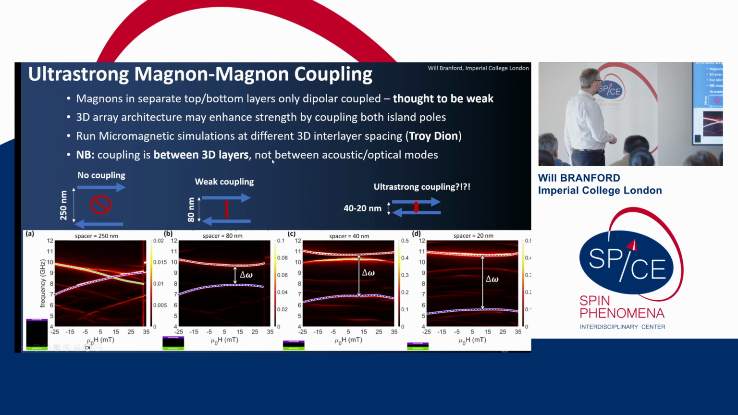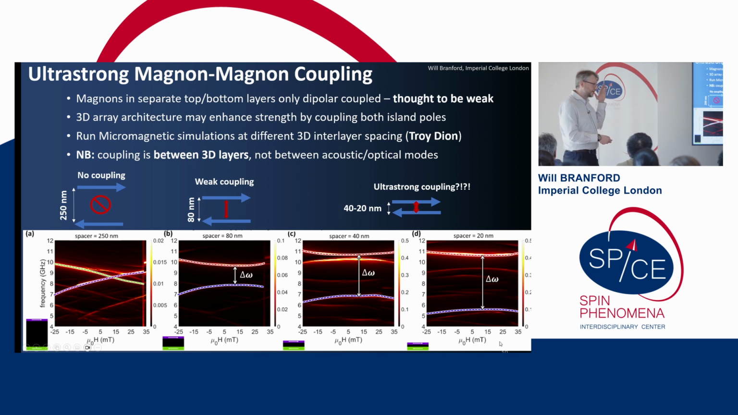Over here on the left-hand side, we have a spacing of 250 nanometers, and it says no coupling. What that means is no magnon-magnon coupling. You can see the green mode is the bottom bar, which is anti-aligned with the field, so going down. The purple mode is the top bar, which is aligned with the field, so going up. There is a clean crossing, but not an anti-crossing. They're not coupled to each other, so they just go by each other without any hybridization.